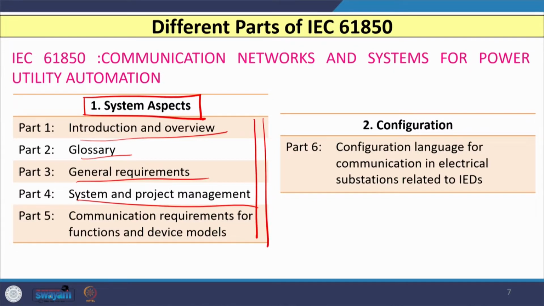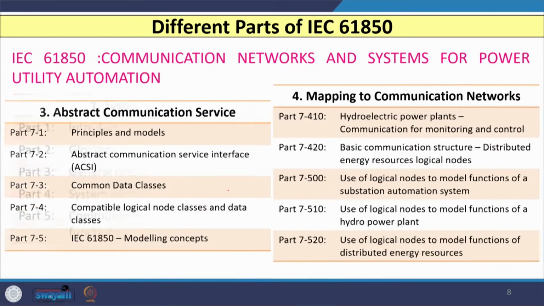The second is the configuration block. In the configuration block, part 6 is related to the configuration language. What type of language is used for communication related to IEDs in electrical substations? Basically the syntax or the core of this is discussed in the configuration part, especially in part 6. The third block is the abstract communication service block.